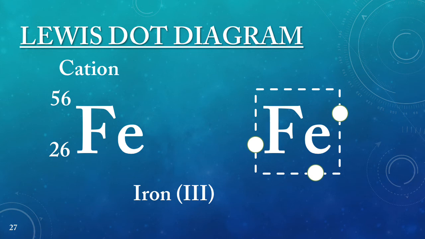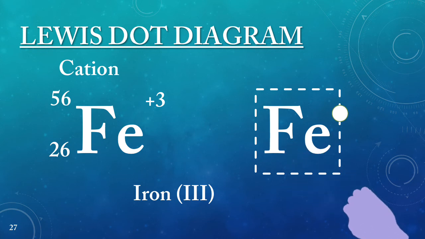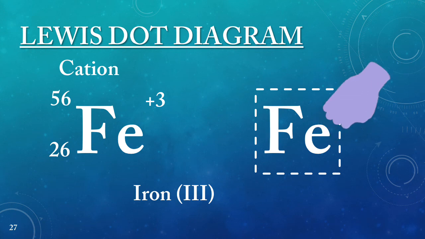Okay, now what would this look like for a cation? Remember, cations are going to make them happy. So I actually have to get rid of 3 electrons. So that's 1, got rid of 2, and got rid of 3 electrons. So now I have an empty box. Really doesn't tell me a whole lot about this iron at all.